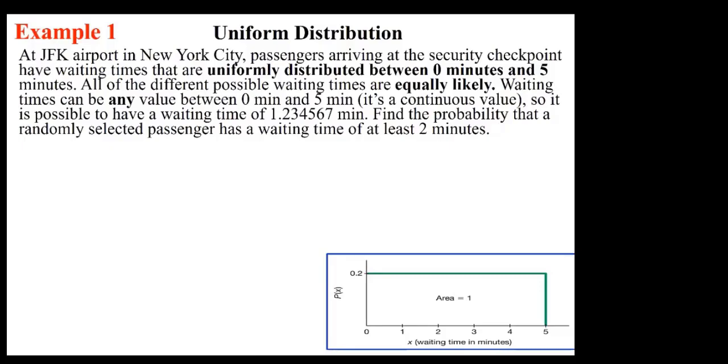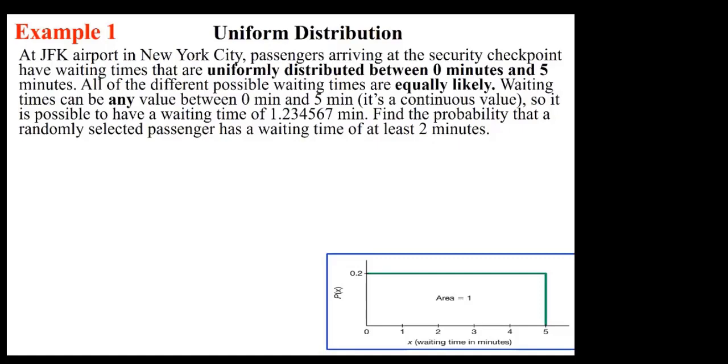JFK Airport in New York City, passengers arriving at the security checkpoint have waiting times that are uniformly distributed between 0 minutes and 5 minutes. All of the different possible waiting times are equally likely. Waiting times can be any value between 0 and 5 minutes. It's a continuous value. So it is possible to have a waiting time of 1.23456 minutes. Find the probability that a randomly selected passenger has a waiting time of at least 2 minutes.